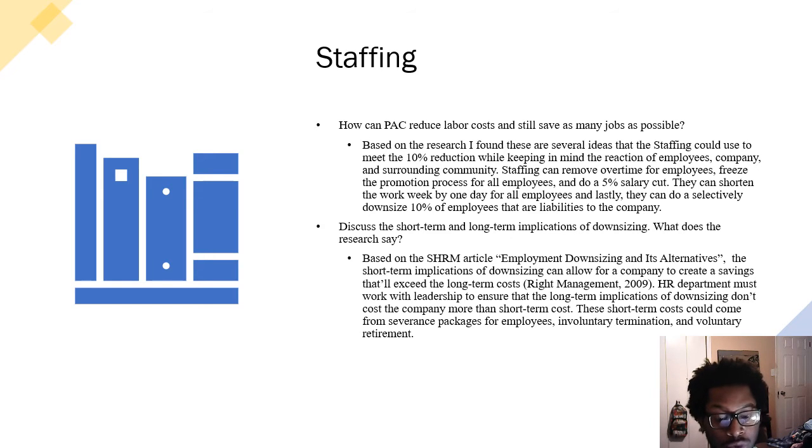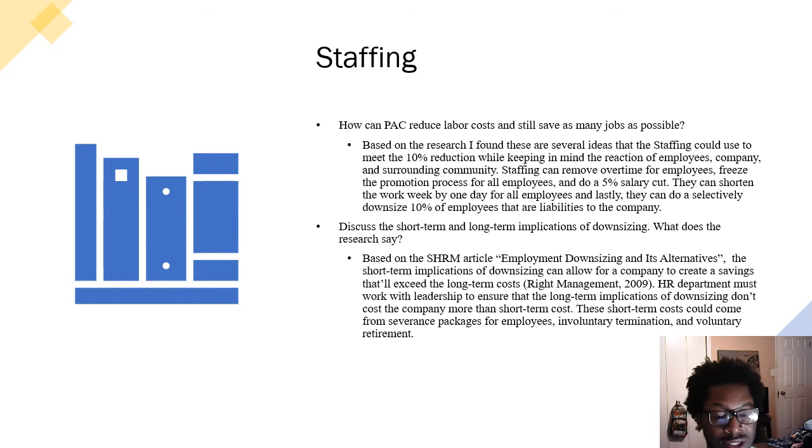Staffing can remove overtime for employees, freeze the promotion process for all employees, and do a 5% salary cut. They can shorten the work week by 1 day for all employees. And lastly, they can do a selective downsize for 10% of employees that are considered liabilities for the company.